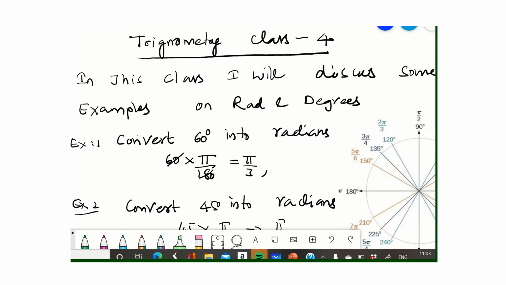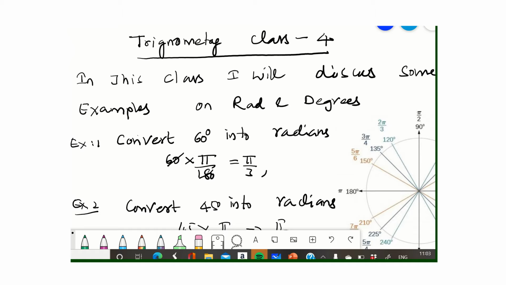Hi students, welcome to class number 4 on trigonometry. In this class, I will discuss some examples on gradients and degrees. That means here we are going to learn how to convert degrees into radians and radians into degrees, vice versa.